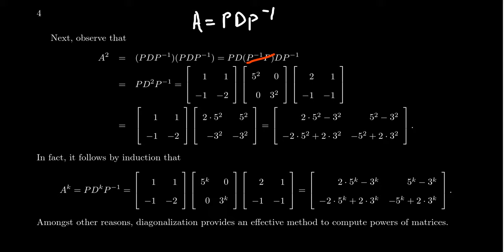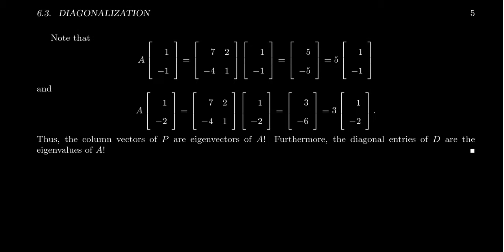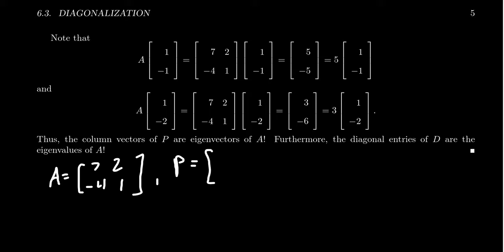But let's explore a little bit how one would find a diagonalization of a matrix. I want you to notice the following observations. We had our original matrix A, which you may have forgotten already, maybe because you saw a butterfly fly in front of your screen. A was the matrix 7, 2, negative 4, 1. And the matrix P, remember, was the matrix 1, 1, negative 1, negative 2.